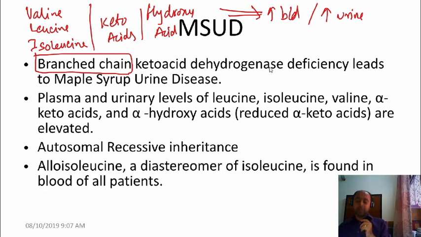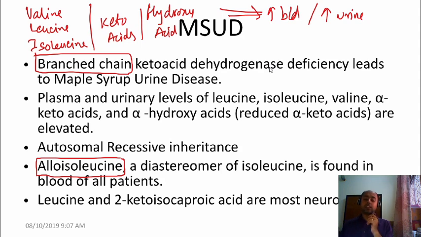The blood marker is elevated allo-isoleucine. If you find this to be elevated, it will be common in all the patients of MSUD. Now in MSUD also we have some degree of mental retardation, or you can say neurotoxicity is there. So the question which is asked is, which intermediates will cause the neurotoxicity? The answer is leucine and ketoisocaproic acid. These are the two molecules which will cause the neurotoxicity.